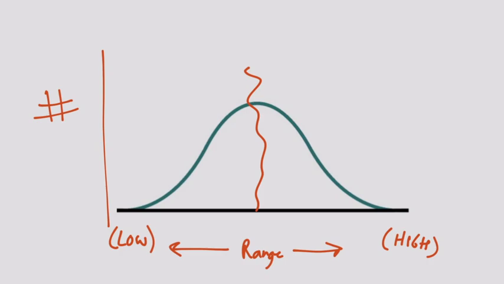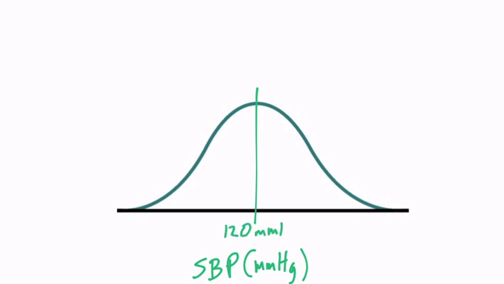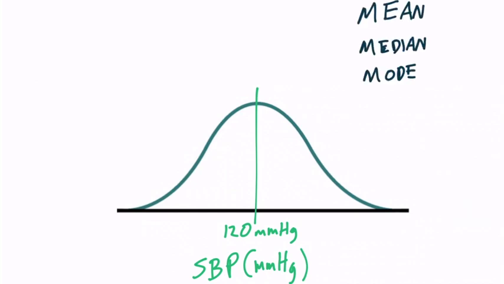So let's do an example. For this example, let's say that the x-axis is systolic blood pressure in millimeters of mercury, and this point right here in the middle will be 120 millimeters of mercury. Now let's find the mean, median, and mode. The mode is 120 millimeters of mercury. The mode is always easy to spot because it is always the peak of the graph. You want to find the most common number or the mode, just go right to the peak.